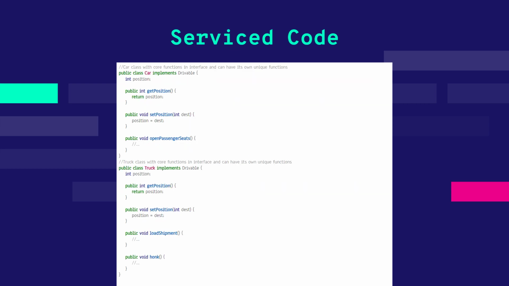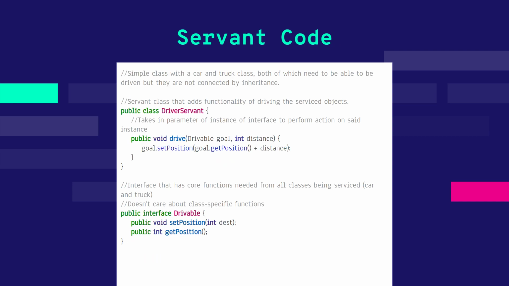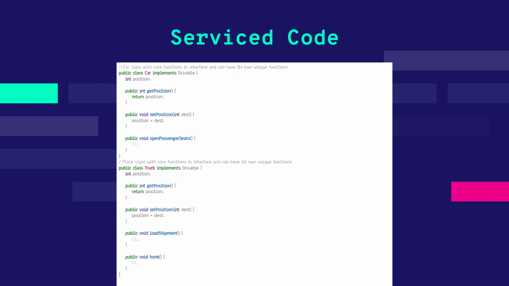So now let's look at an example of the service code. So a simple car and truck class. Now the main thing off the bat, as you see, they both implement this drivable interface from over here. And they both have those get position and set position methods. Very simple. They both have their own position value, whatnot. And then they might also have their own functionality.